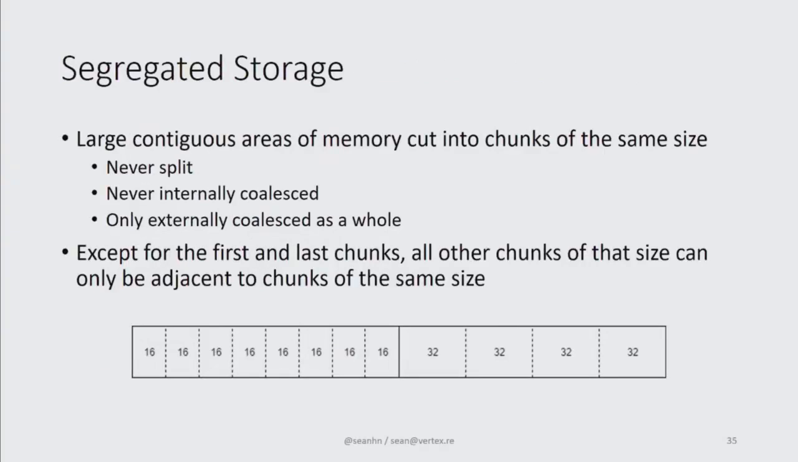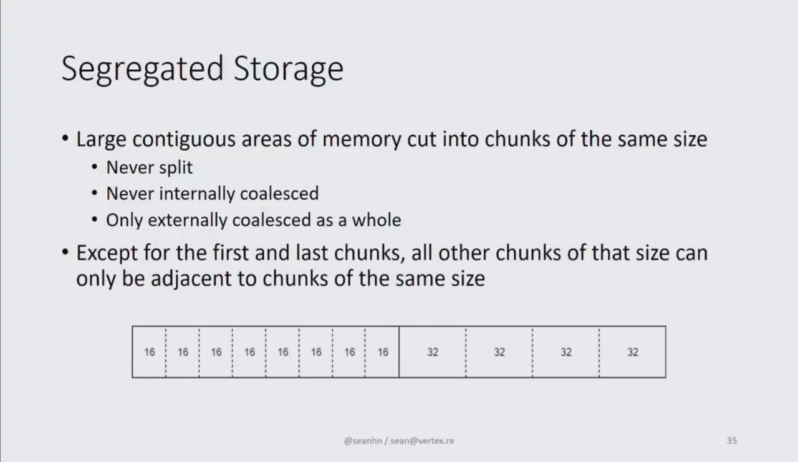If you're familiar with allocator design, then you can switch off for the next minute or two. If you're not, segregated storage is an allocator policy where, when you receive an allocation request for a particular size, you allocate, say, multiple pages, and then you subdivide those pages into chunks of the exact same size, and you use those chunks to service future requests for the same size. And the key point is these chunks are never split again. They're never internally coalesced, so they're never joined together to form a bigger chunk, and they're only externally coalesced as a whole, so you can only ever free all of them at once.